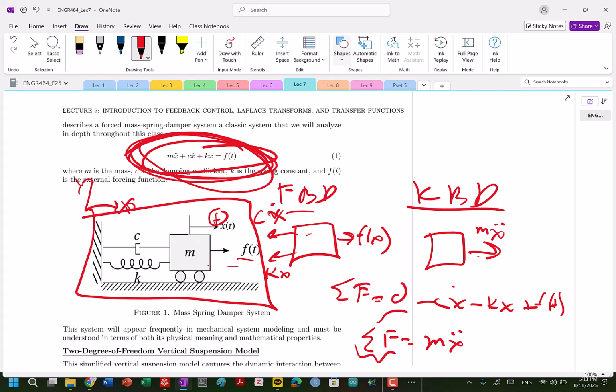This example will show us so many different concepts of controls. We need to come into this class with an understanding of the system: is it overdamped, underdamped, or critically damped? What are the frequencies you can expect in this system? Knowing how to draw these out is really critical. So we have to know this one. It should almost be memorized at this point.